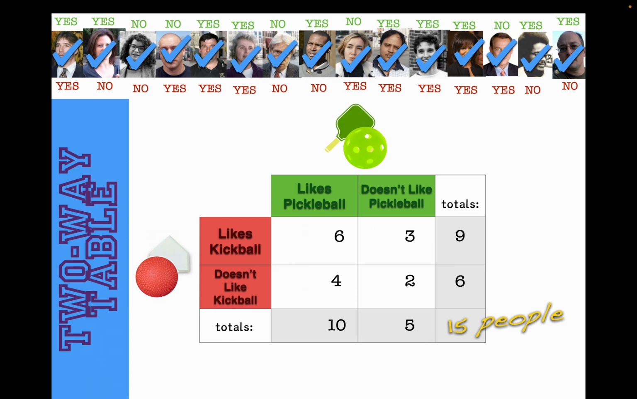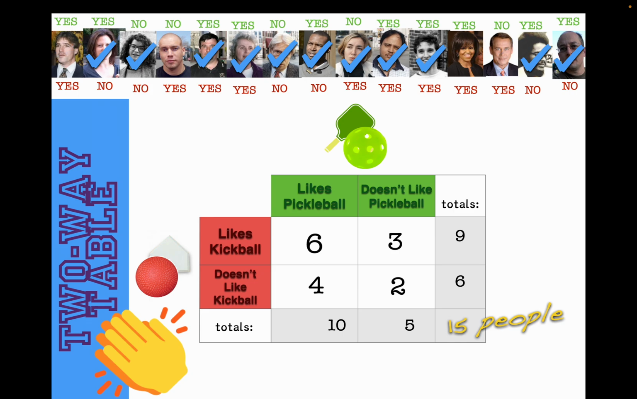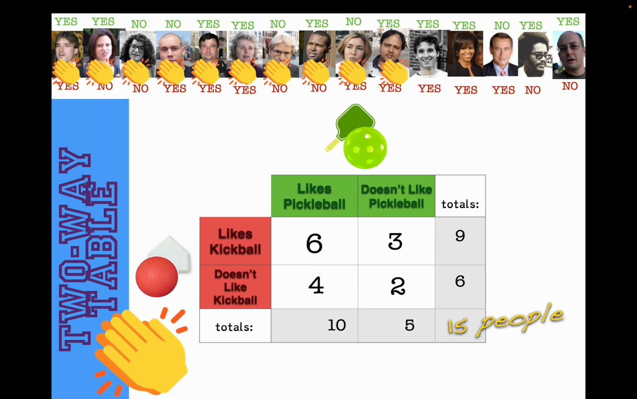You don't need the tally marks anymore. We just really care about the numbers, and the numbers should work. It's like a little puzzle, like a little Sudoku almost. And yay for us. Two-way tables are not too difficult. They're pretty straightforward. It's just like a little bit of a puzzle. And all of these people are very, very happy because they feel so represented. They all have a place in our wonderful two-way table.